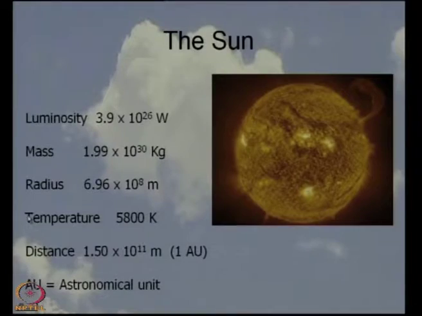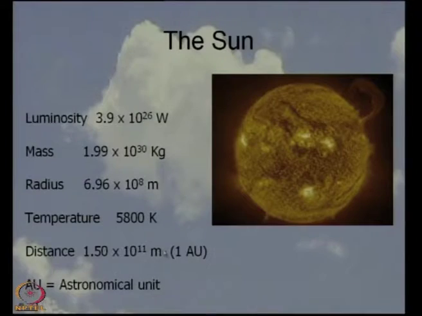The average surface temperature of the sun is around 5800 Kelvin. So, it is extremely hot. And the average distance from the earth to the sun, again this is an important number, is 1.50 times 10 to the power 11 meters. It is common practice when discussing the solar system, planets, etc., to use this unit.